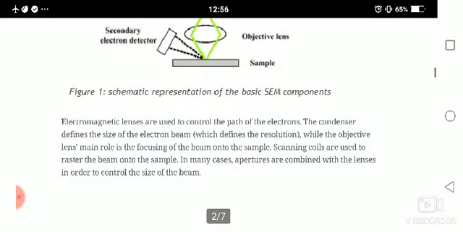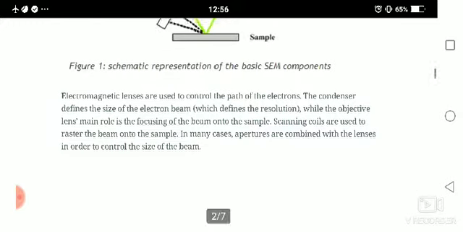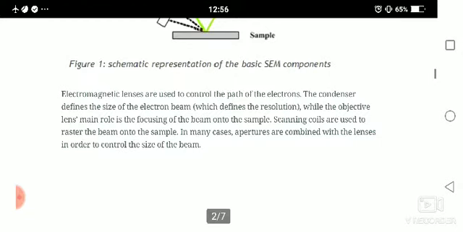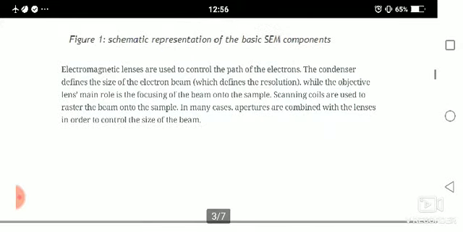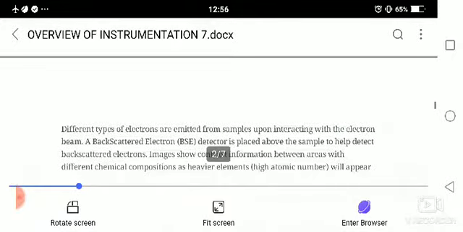So the electromagnetic lenses are used to control the path of the electrons. The condenser defines the size of the electron beam, while the objective lens's main role is to focus the beam on the sample. Scanning coils are used to raster the beam onto the sample. In many cases, apertures are combined with the lens in order to control the size of the beam.